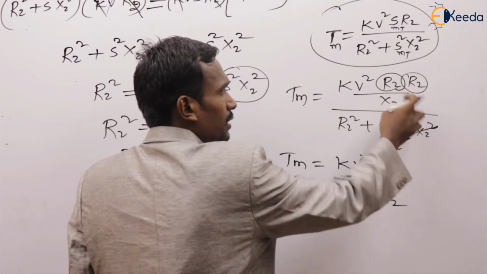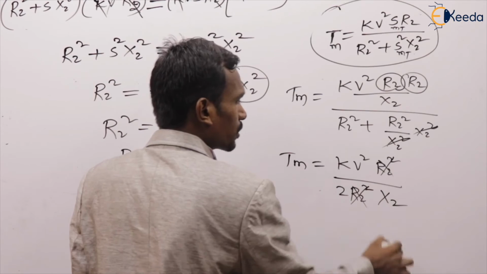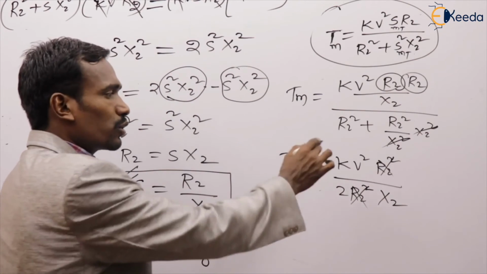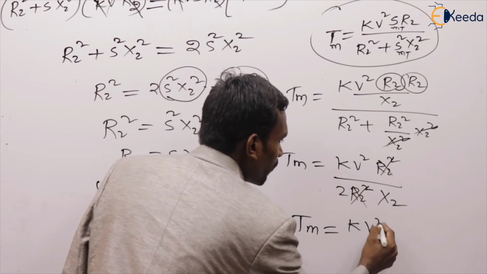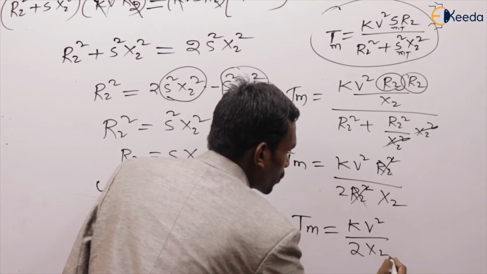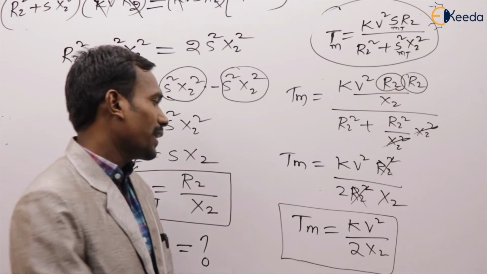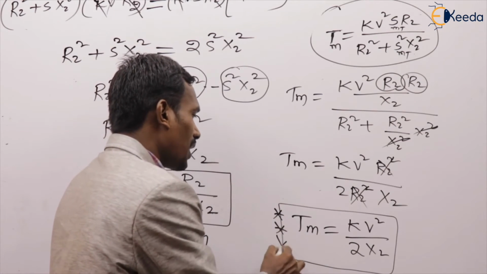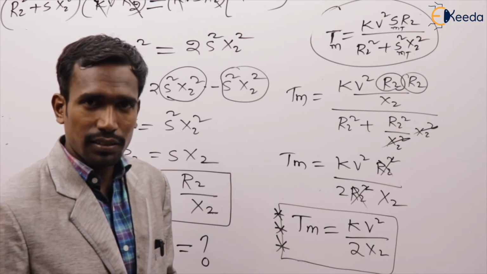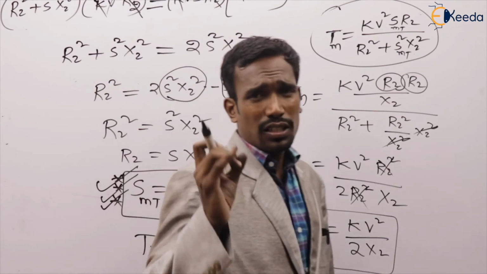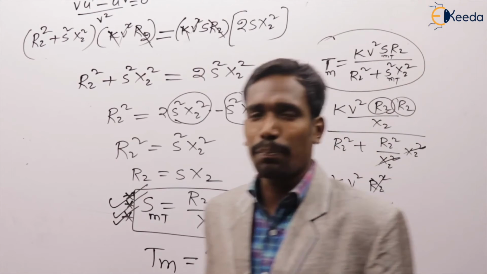This X2 here, this X2 here. So this R2 square gets cancelled out. So finally, what is my maximum torque? Kv square by 2X2. Kv square by 2X2 is the maximum torque equation. So finally, I got starting torque, full load torque, maximum torque, and slip at maximum torque.